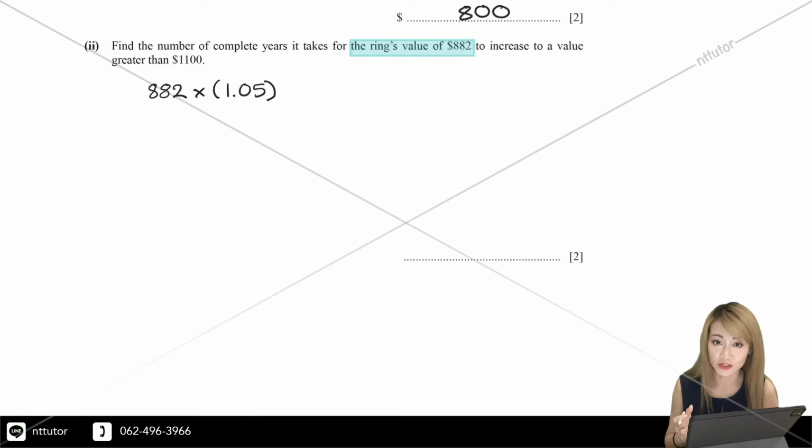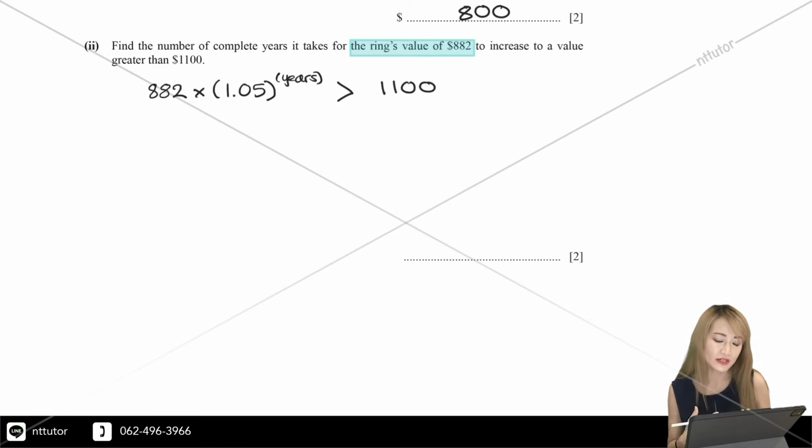So to increase something by 5%, we multiply it by 1.05 in terms of decimals. And increasing exponentially is like compound interest. So we would do 1.05 to the power of the number of years. And we want to find out when this is bigger than 1,100. So this is an inequality. When we have an inequality, we can actually just treat it like an equal sign. So if I change that to an equal sign, we want to find how many years it takes for this to equal 1,100.